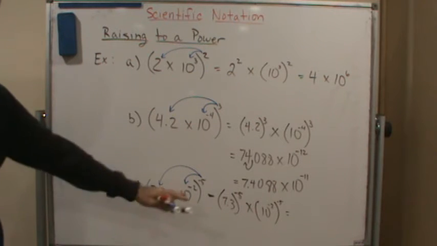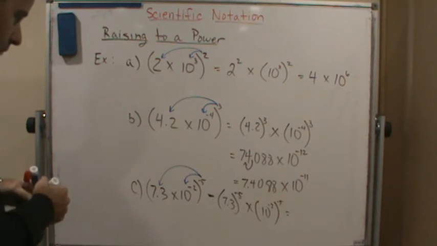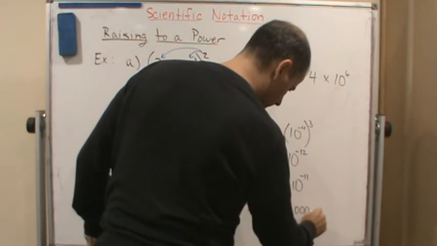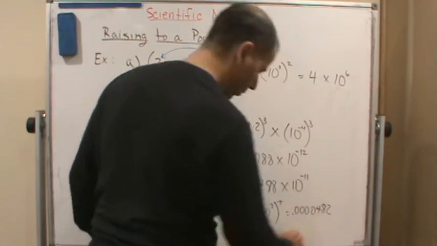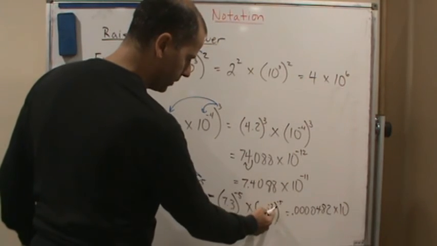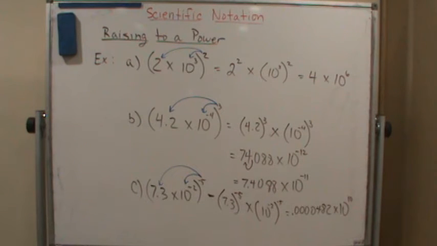And so now, again, all you have to do is stick that in your calculator. 7.3 to the negative 5th power gives us what? It gives us 0.0000482, approximately. So we get 0.0000482 times 10. Now this is going to be negative 2 times negative 5, which is 10. So we're going to get 10 to the 10th power.